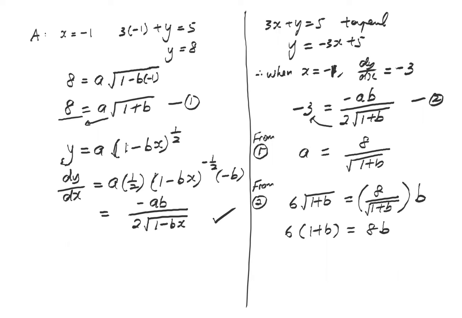So solving simultaneous equations is a skill. Every step you do, you have to look first. Don't rush. Okay, so 6 plus 6B equals 8B. So B will be equal to 3. All right? So therefore, your A will be equal to 8 over square root of 4, which is 4.